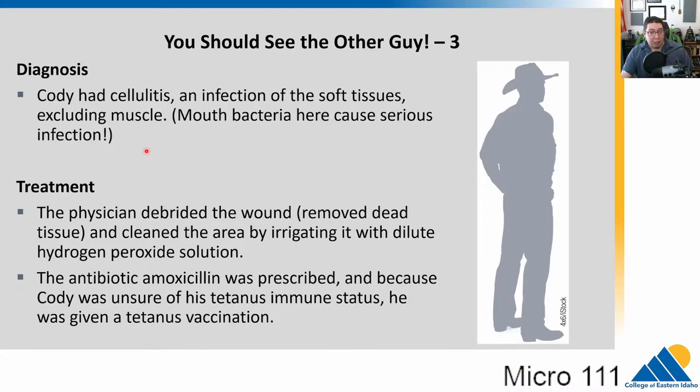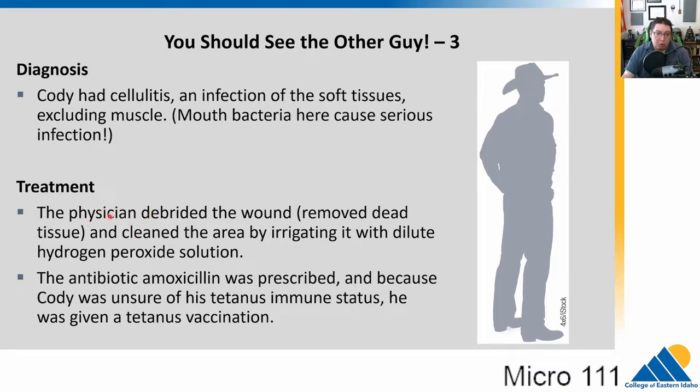So he has cellulitis, which is an infection of the soft tissue, not the muscle there. And this is from mouth bacteria here. They're causing a serious infection there. So the treatment here is to debride the wound, which basically means to remove that dead tissue that's in there, cleaning it, irrigating it out. They're going to use hydrogen peroxide, which we know is very toxic to many microbes, to clean that out.